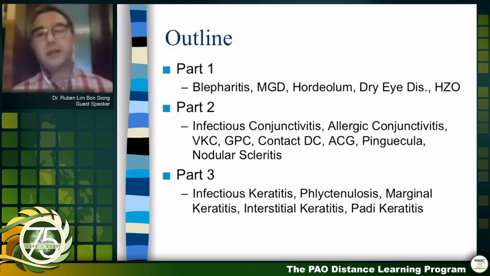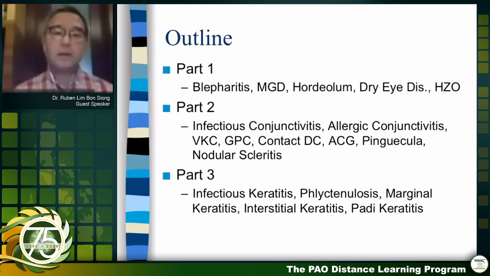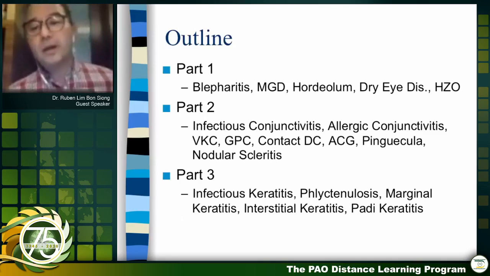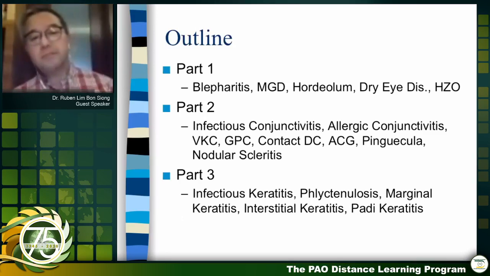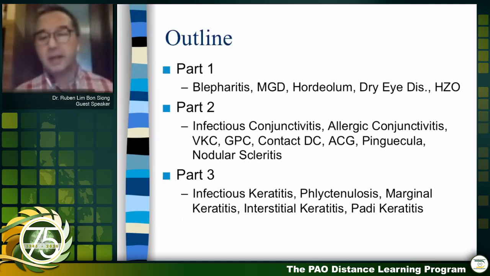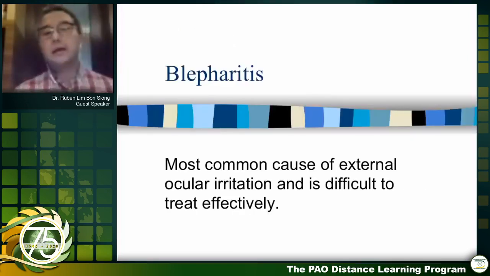Okay, so a 3-part lecture. Part 1 will be on blepharitis, meibomian gland dysfunction or MGD, dry eye disease, and herpes zoster ophthalmicus. For part 2, we'll talk about infectious conjunctivitis, allergic conjunctivitis, VKC, GPC, contact dermatoconjunctivitis, actinic conjunctival granuloma, pinguecula, and nodular scleritis. And part 3 will tackle infectious keratitis, granulosis, marginal keratitis, interstitial keratitis, and end up with PTK keratitis. Okay, so let's begin.